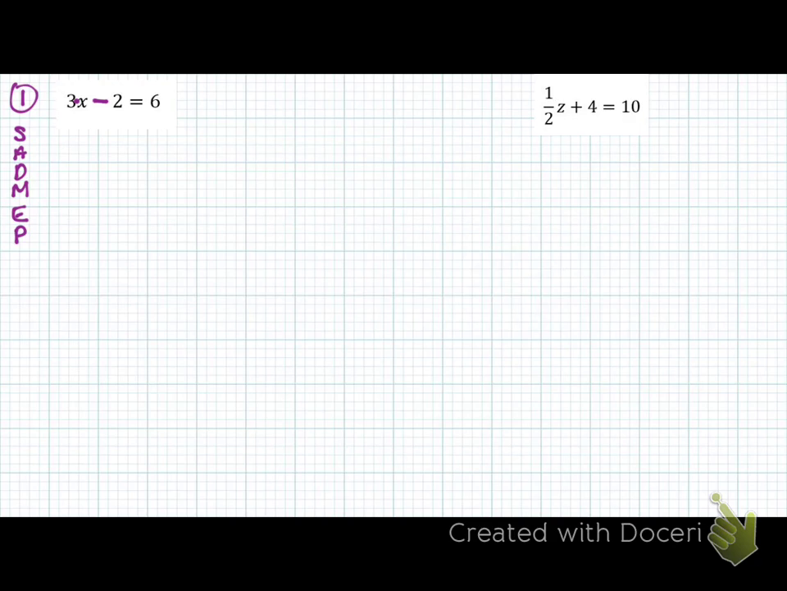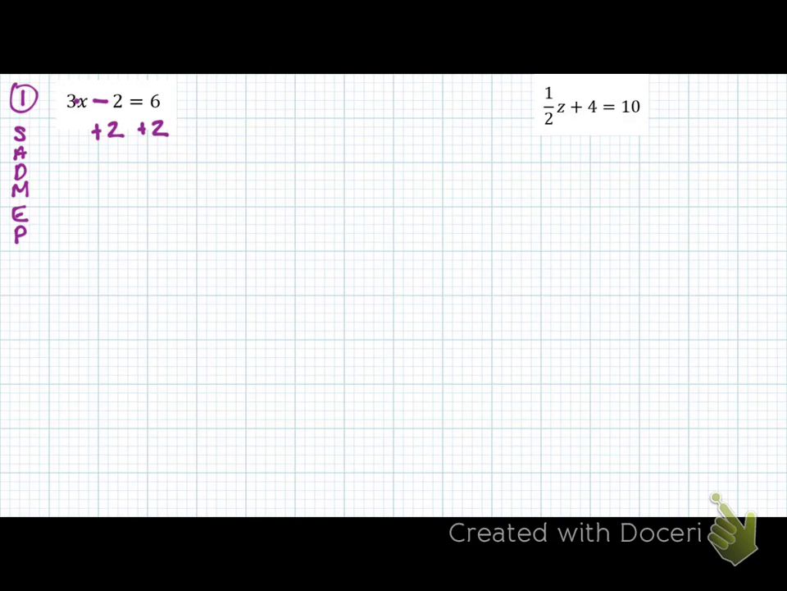3 times x minus 2 is equal to 6. So I want to know, are there any subtraction signs by the x? Yeah, there's a minus 2. So I want to do the opposite to undo it. All right, it's up here. So what's the opposite of minus 2? Plus 2. So I'm going to add 2 to both sides.